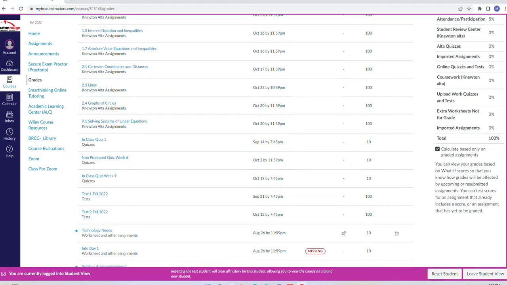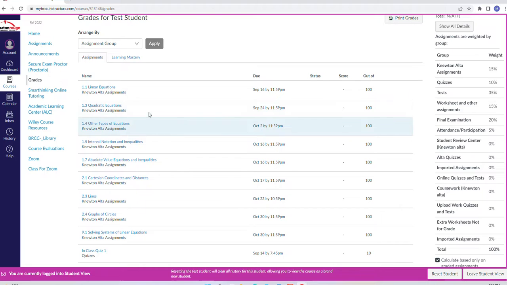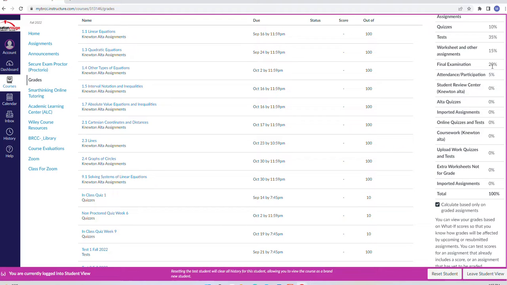Just to remind you, see right here in the top right, the only things that count towards your course grade are the new knowledge assignments, the quizzes (I've only given 2, and I'm going to give a third one on Wednesday), your tests (so far you've had 2, and there are 4 altogether), your worksheets and other assignments (there are at least 25 of those), your final exam, which you have not taken and is 20% of your course grade, and the attendance and participation, which is 5%. All this other stuff is 0%, does not count.